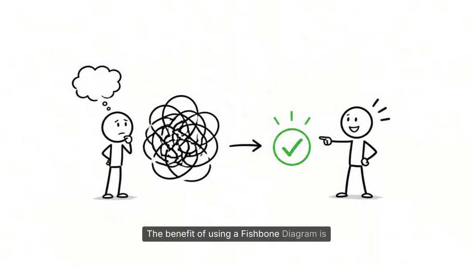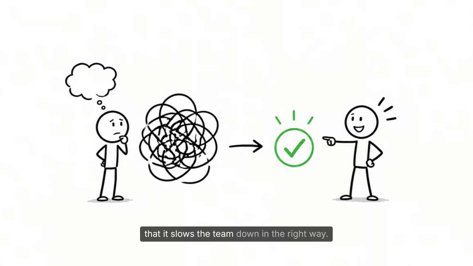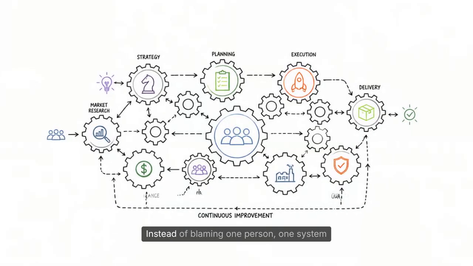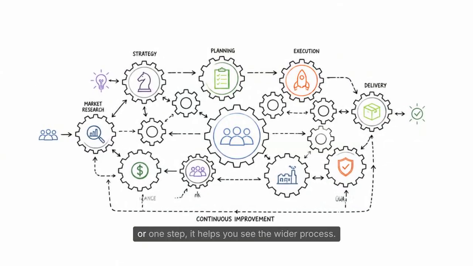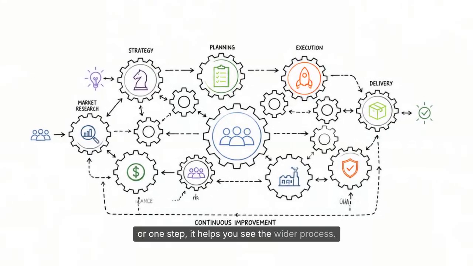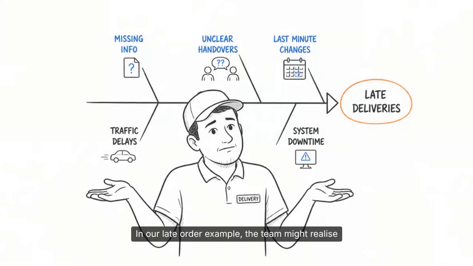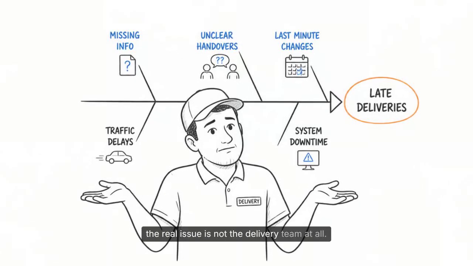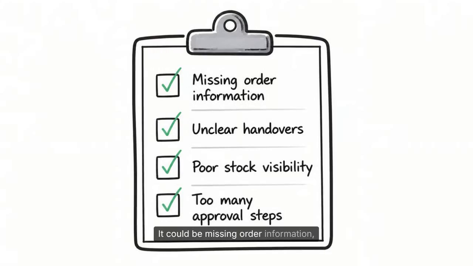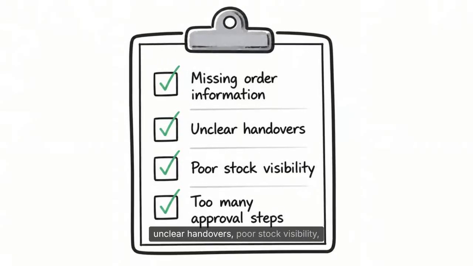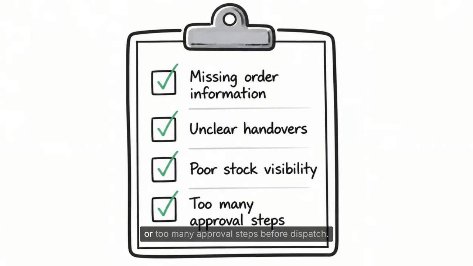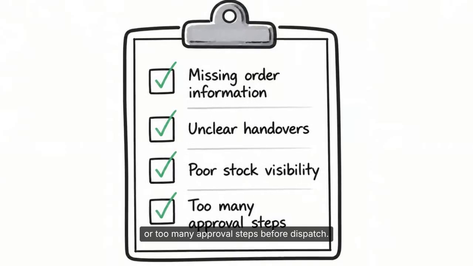The benefit of using a fishbone diagram is that it slows the team down in the right way. Instead of blaming one person, one system, or one step, it helps you see the wider process. In our late order example, the team might realize the real issue is not the delivery team at all. It could be missing order information, unclear handovers, poor stock visibility, or too many approval steps before dispatch.